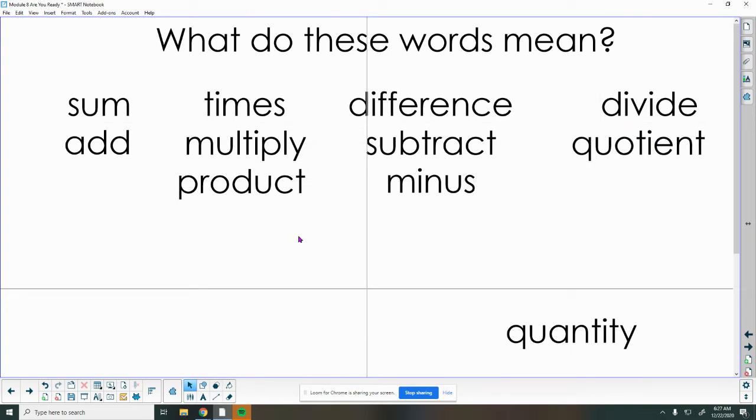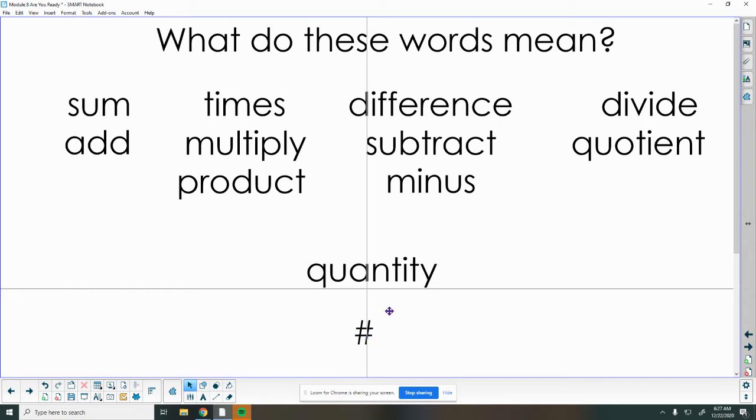So all of these words could be used, and we've got to know what they mean. And we've got this last word here, quantity. Another word for that is just number. The number of whatever, number 12, that means you have 12 things. What are you going to do with that quantity?